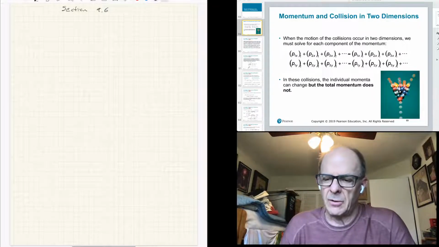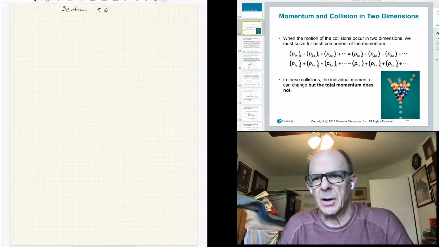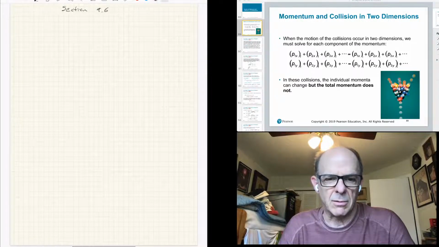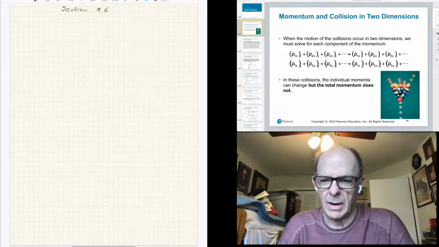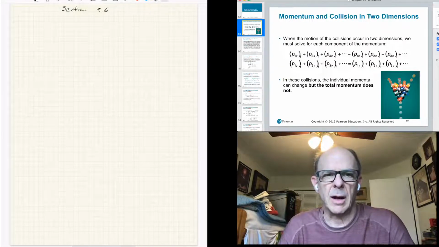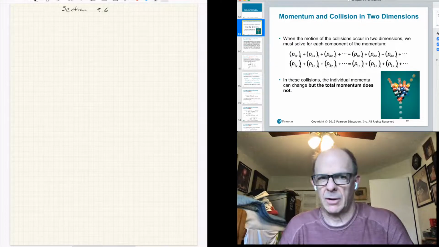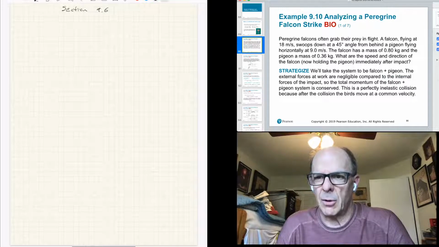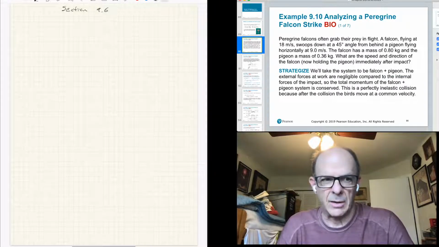So what that means is, in section 9.5, we did a conservation of momentum problem that was all in the horizontal direction, and so we just had that one component and didn't need to worry about the other. But if we've got motion in two dimensions, then we have to take a look at the component of the motion of each object in the x and the y directions.